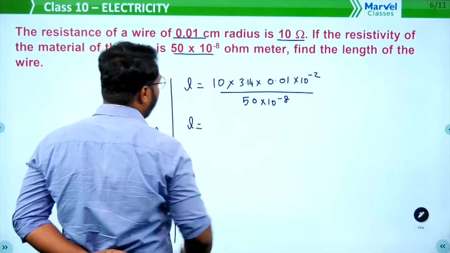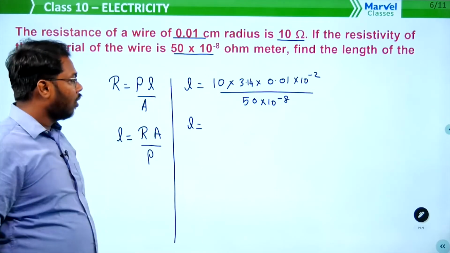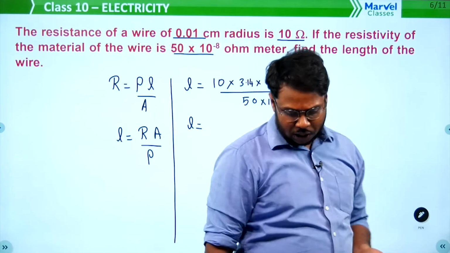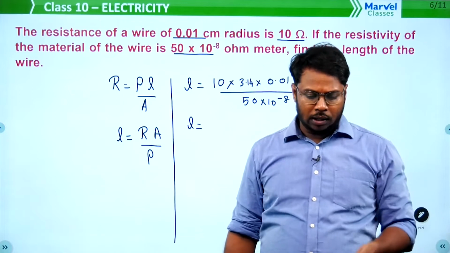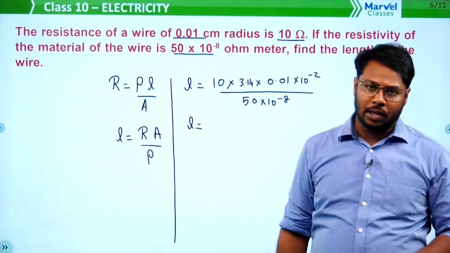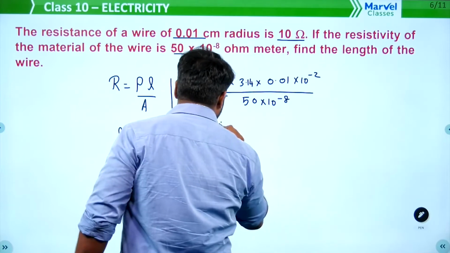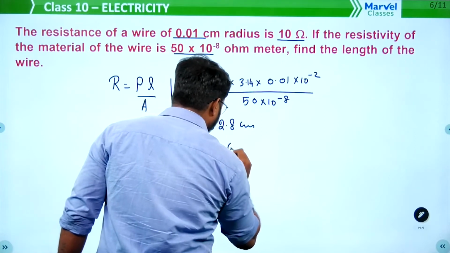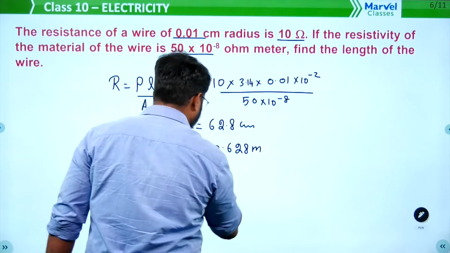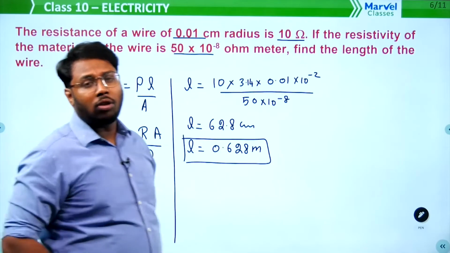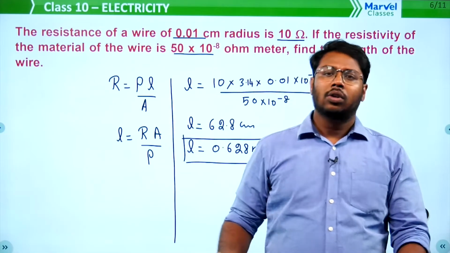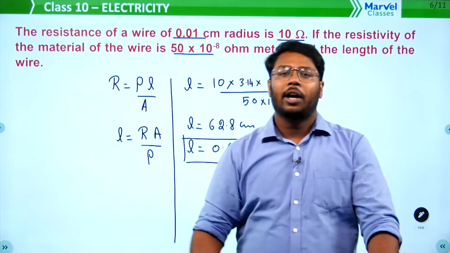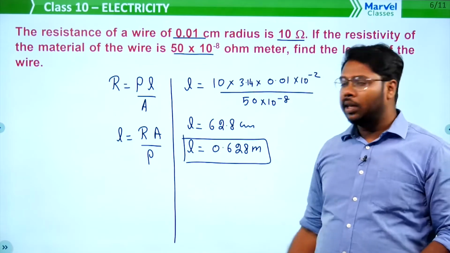Now all we have to do is calculate the whole equation to get the answer. It is a simple multiplication and division, so I will not be doing it on the board, I will leave it to you. I will directly give you the answer: it is 62.8 centimeters, otherwise 0.628 meters. So, this is the length of the wire. Again, it is a simple question where you just pull out the data from the question and substitute them in their respective places in the equation.